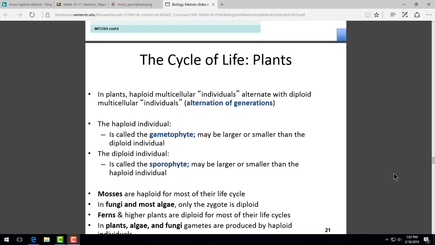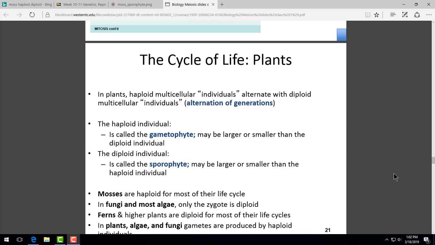That zygote undergoes mitosis to grow and specialize and become all the different parts of the body. So every cell in your body is 2N, except for in the testes and ovaries, which are sperm and egg, which are N. In plants, it's not the case.